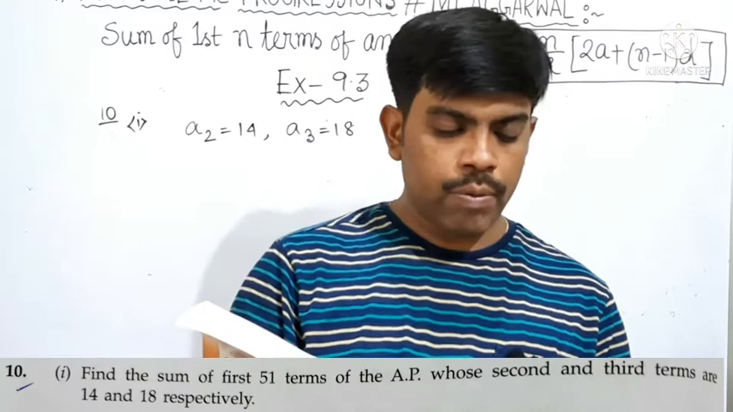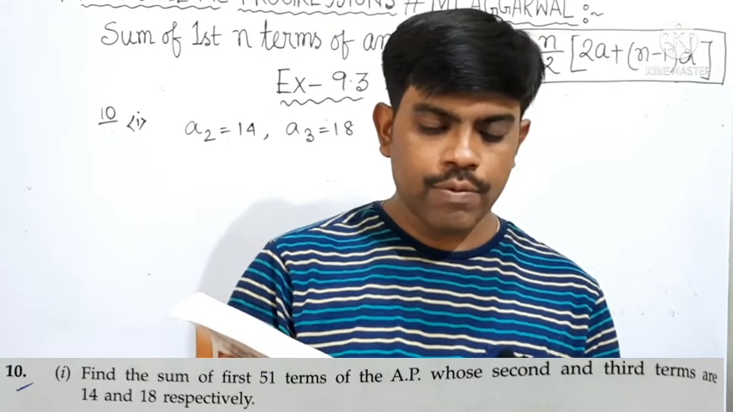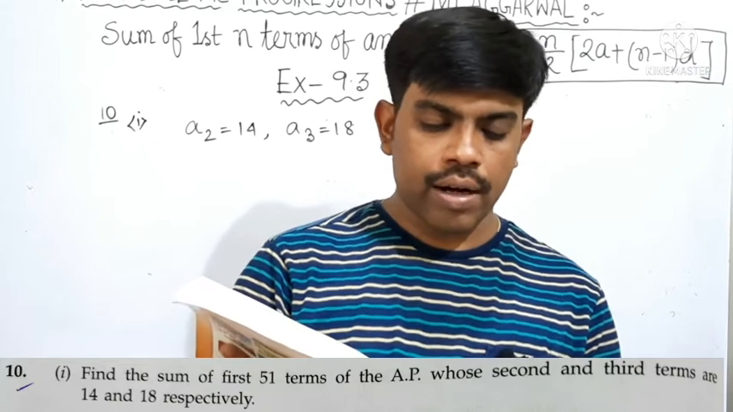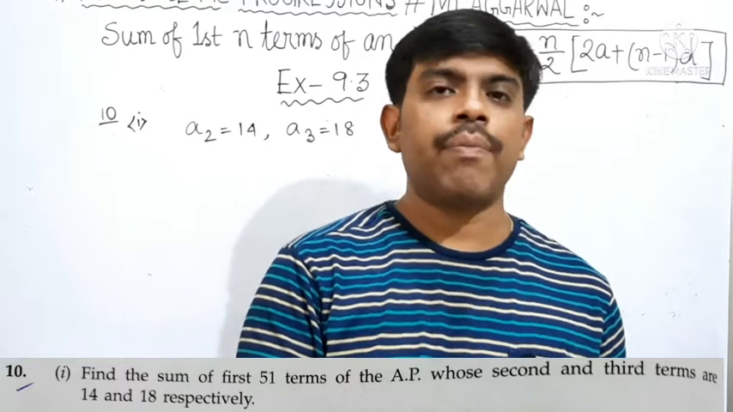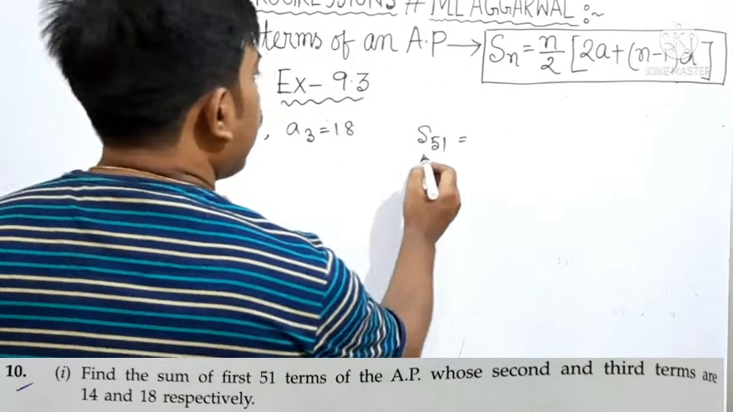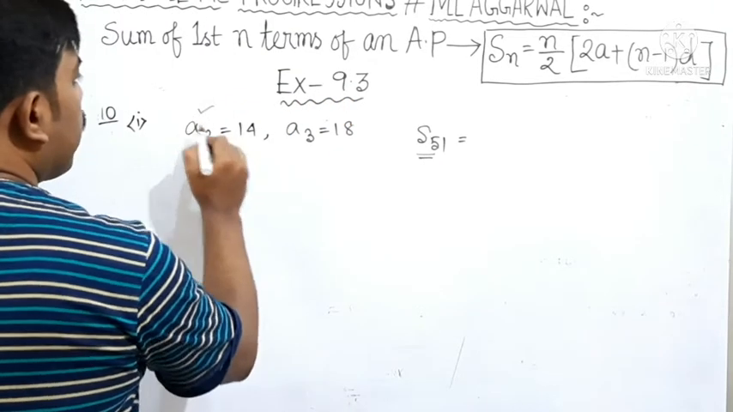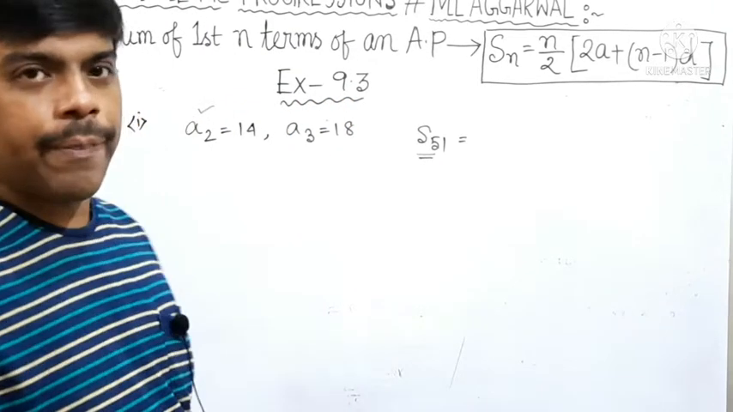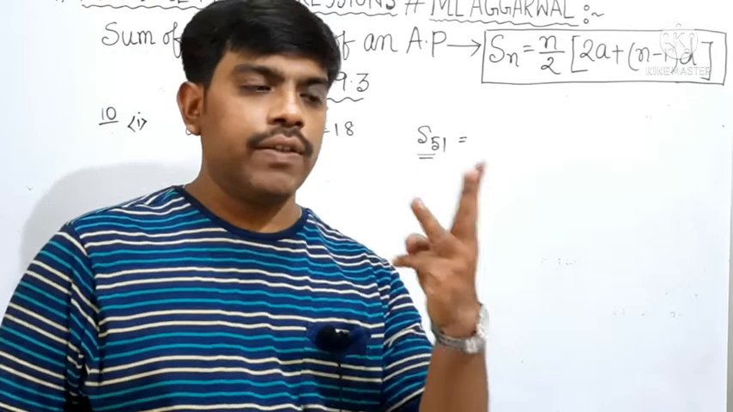Now we will solve problem number 10.1, and the problem is: find the sum of the first 51 terms of the AP whose second and third terms are 14 and 18 respectively. So we have to find the sum of the first 51 terms, and here the second term and the third term are given. We know that to find the sum we need three things.